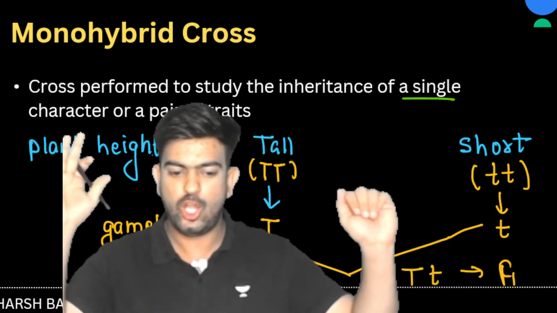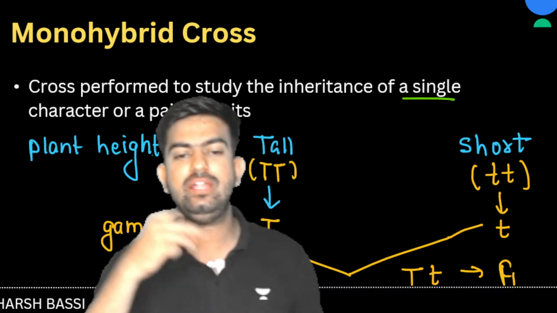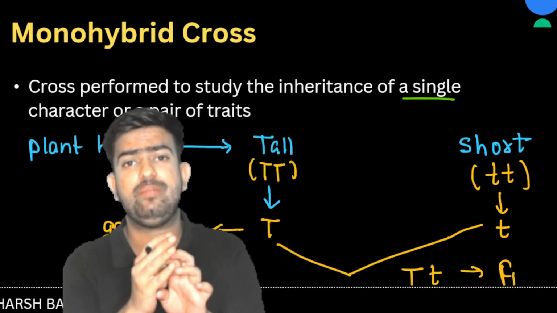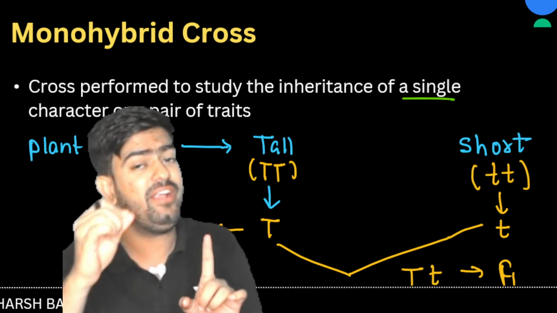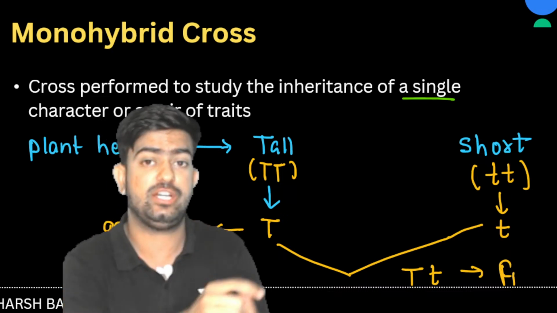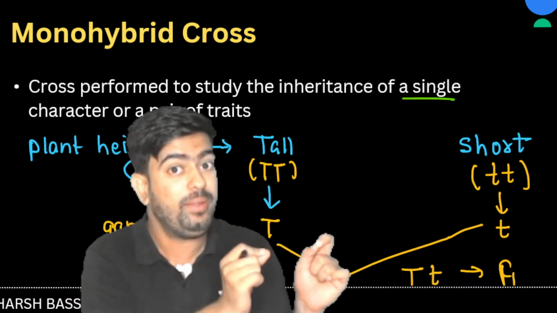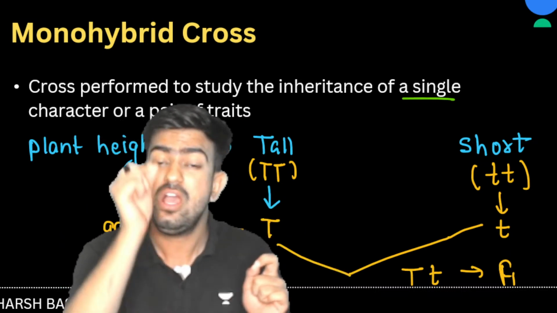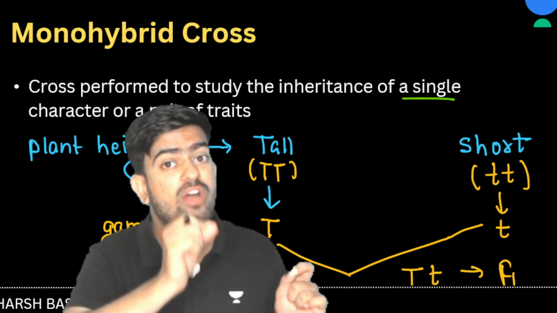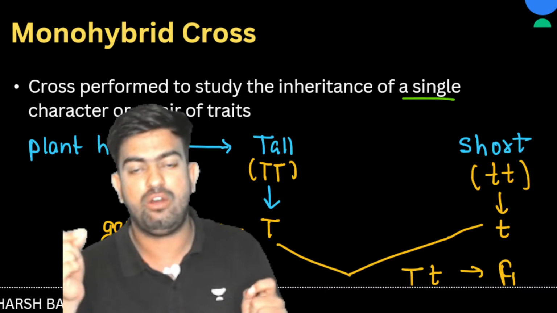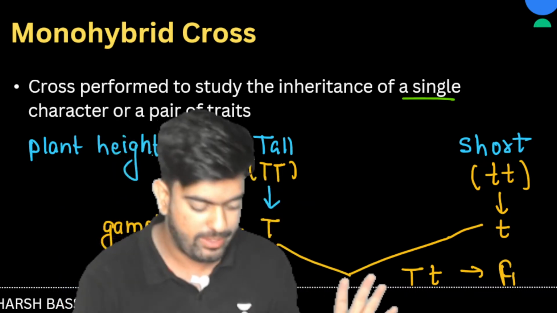Yes. All clear. Okay, so let's quickly revise the monohybrid cross. What was monohybrid cross? Monohybrid cross was the inheritance of a single character from one parent to the offspring, or we can say inheritance of a pair of traits from one parent to the offspring. This was monohybrid cross, right?